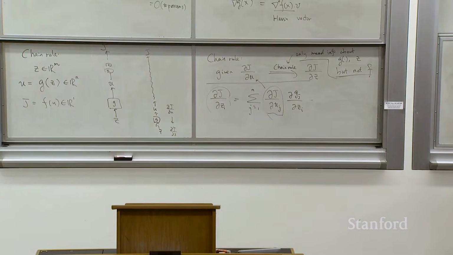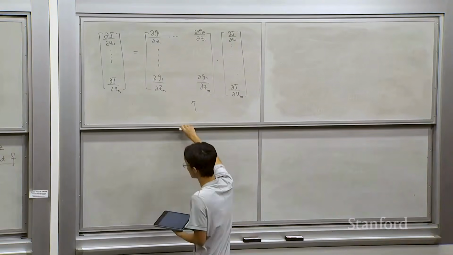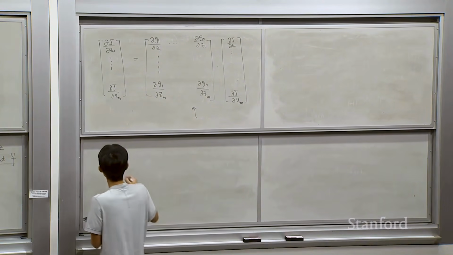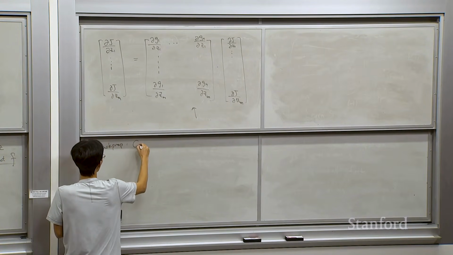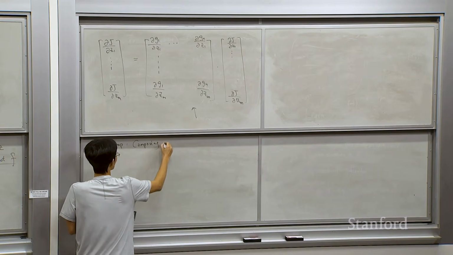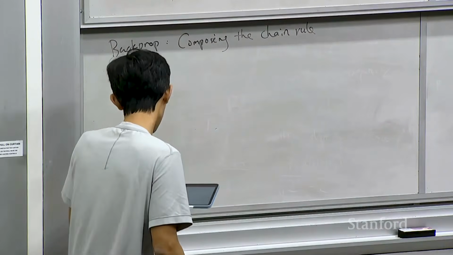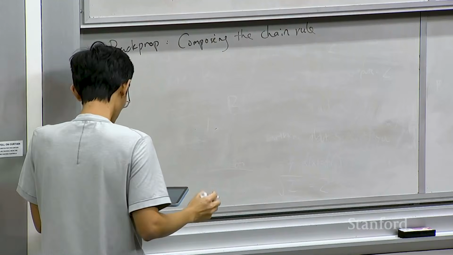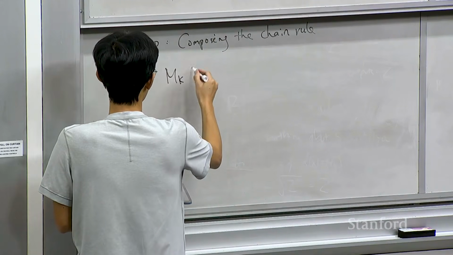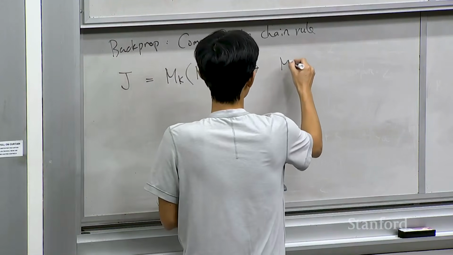So, maybe just to make it more concrete, let's think about a composition of chain rules. Backprop is basically composing the chain rules in the most natural way. Let's consider the following situation, where the final target is a repeated application of many modules, many functions.